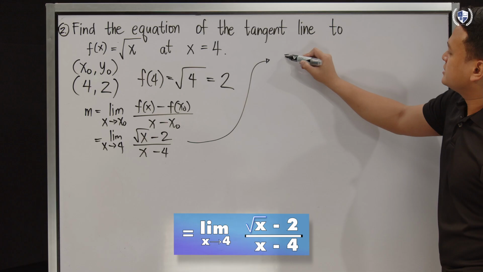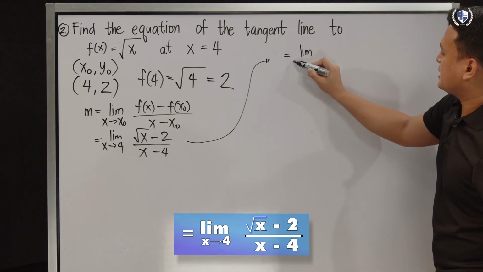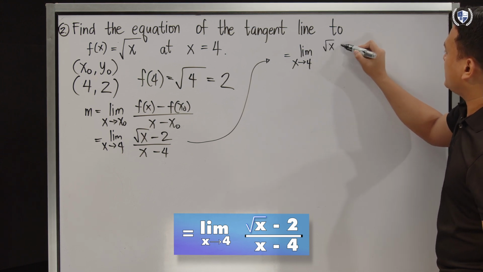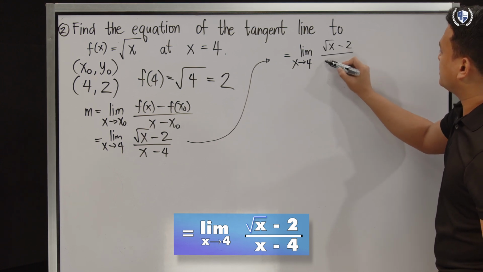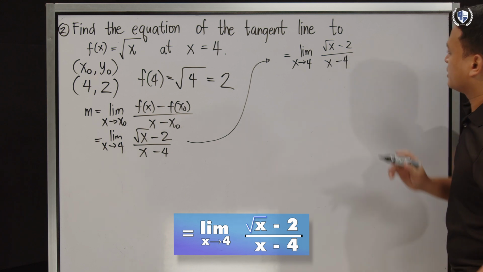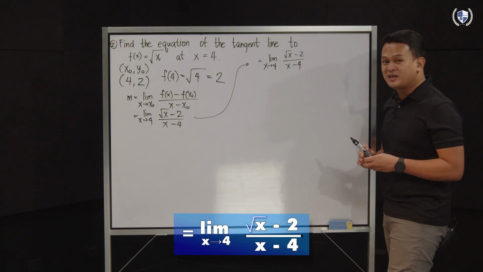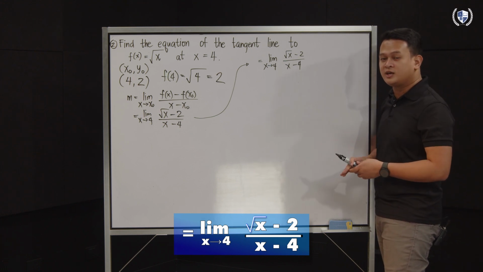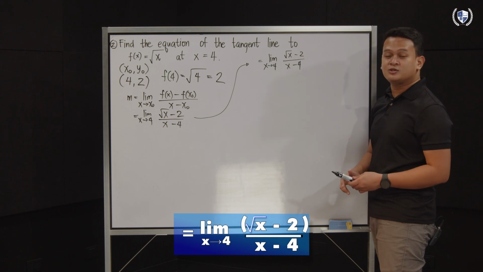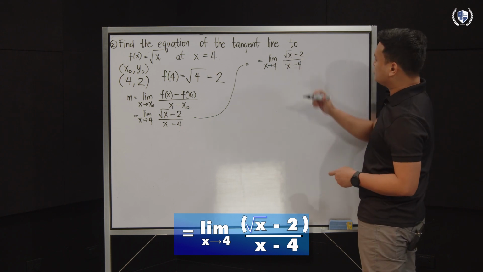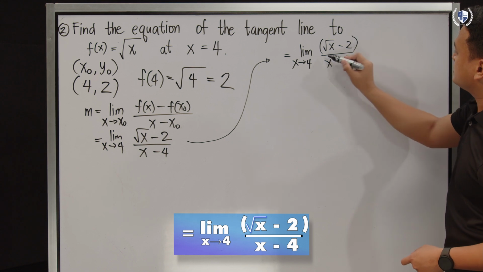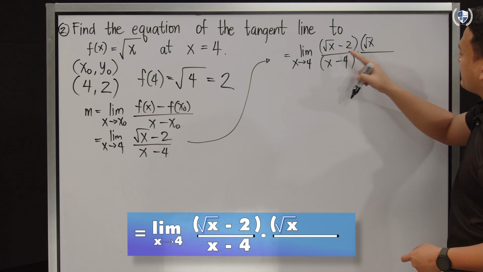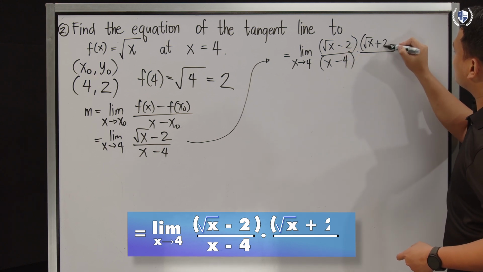So, this is equal to the limit as x approaches 4 of square root of x minus 2 all over x minus 4. At kung naaalala nyo, kailangan natin actually si conjugate ni square root of x minus 2. Bakit kailangan si conjugate? Kasi kailangan nating i-rationalize yung ating numerator. Paano yun? We need to multiply this by the expression na square root of x, palitan natin yung sign nito, ng plus 2. Ng plus.